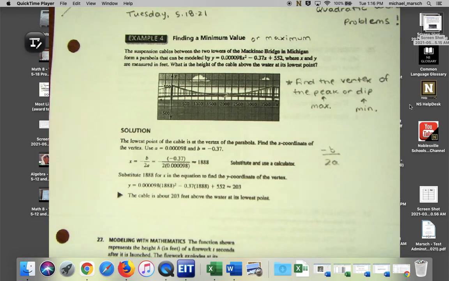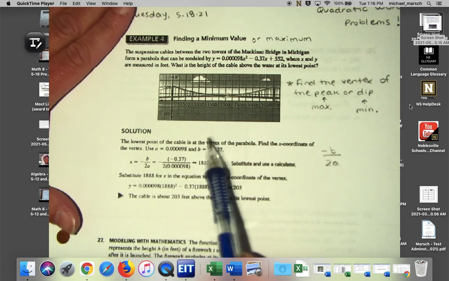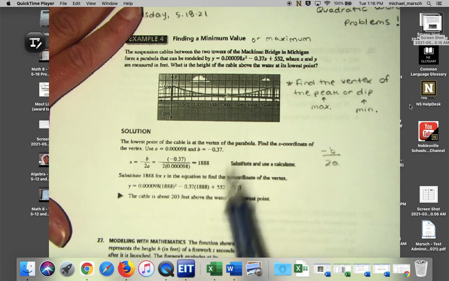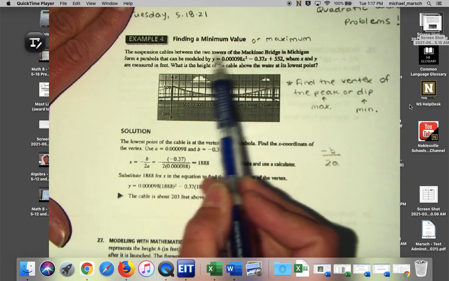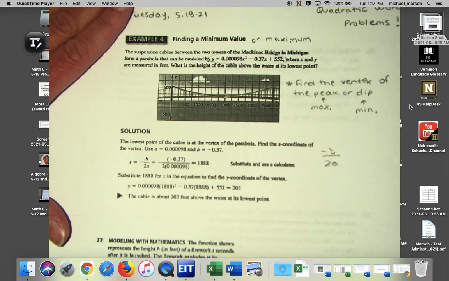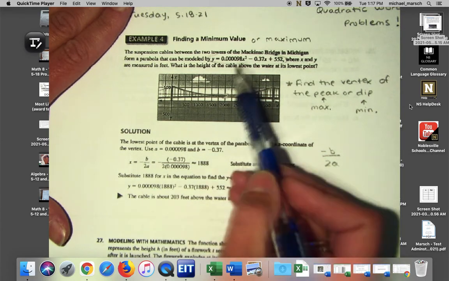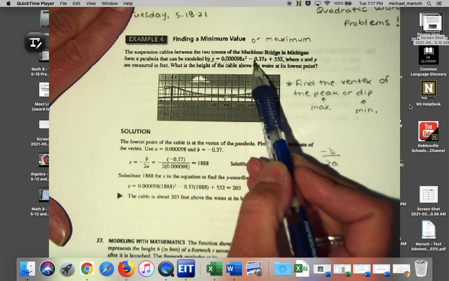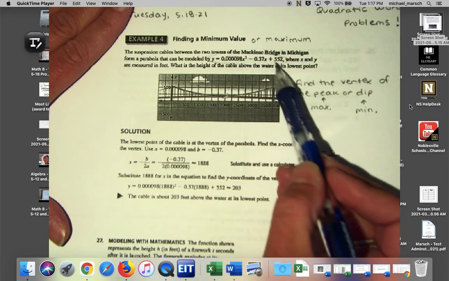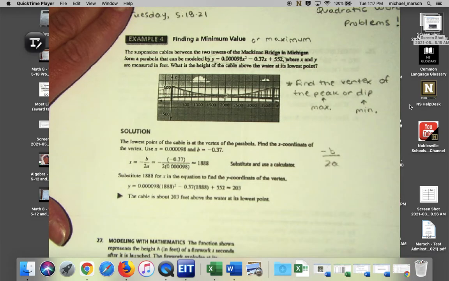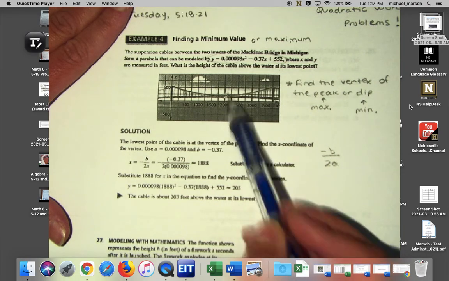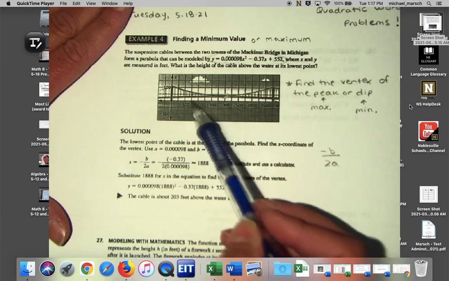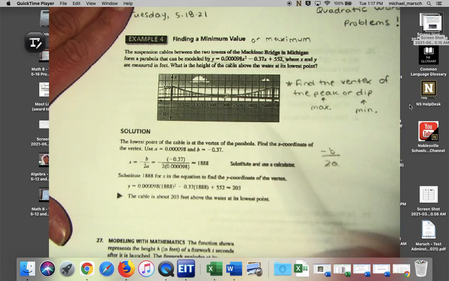We know how to find our a, b, and c, so this is easy. We just substitute in the values. Now, the thing I don't like about this example is that they have these ginormous numbers in this quadratic, instead of just normal numbers. But it is what it is, okay? So this giant decimal value is our a. This negative 0.37x is our b. This 552 is our c. X and y are measured in feet. What's the height of the cable above the water? That's what we're trying to find. How high is this cable above the water, which would also be how high the bridge is.